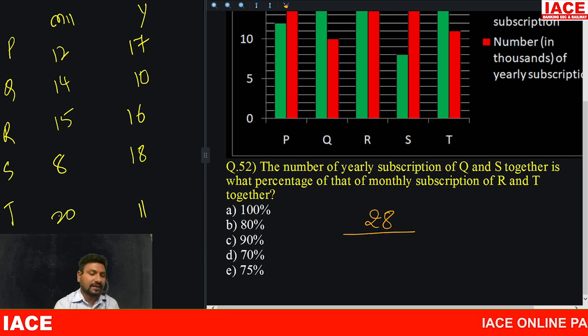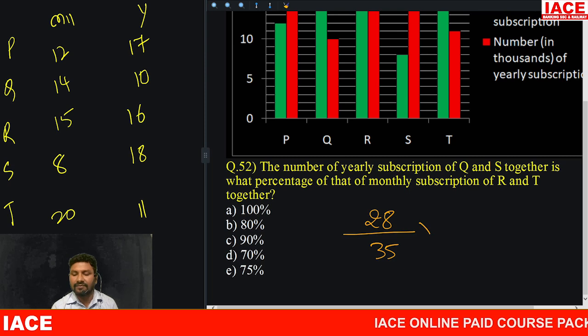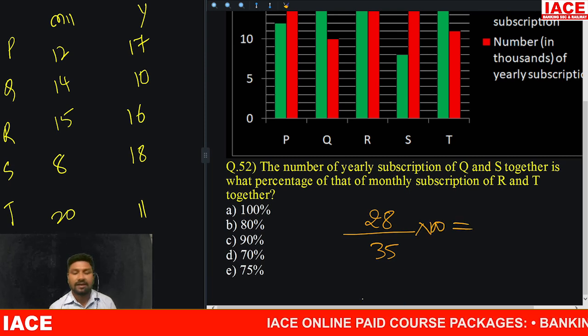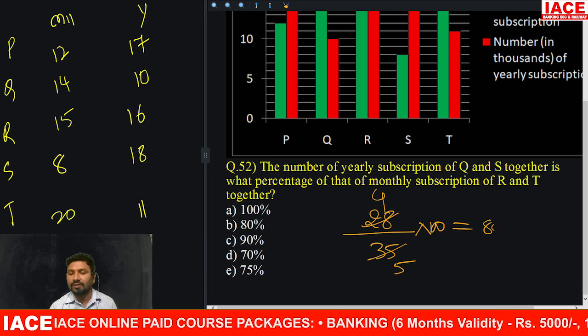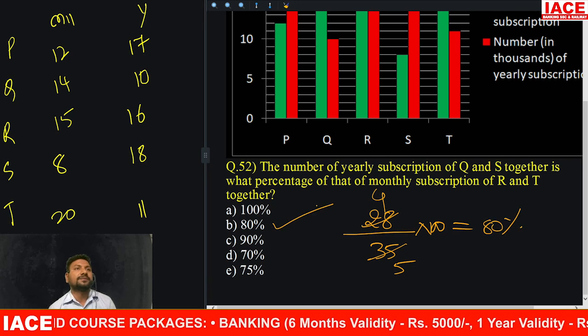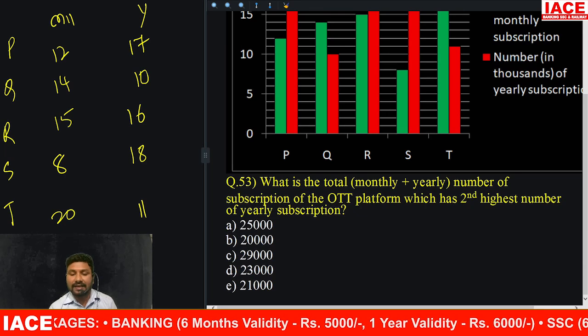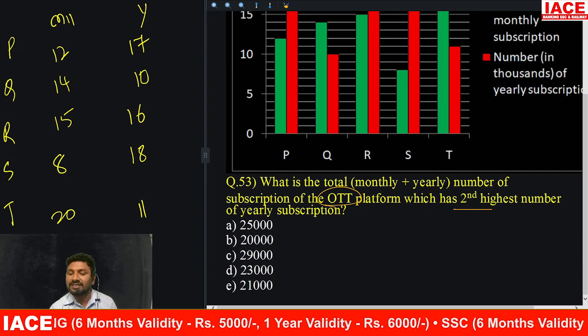R value is 15 and T value is 20. The total value is 35, and we need the percentage, so multiply with 100. So 7 5s are 35, and 7 4s are 28. 4 by 5 equals how much percentage? 80%, option B. What is the total monthly yearly number of subscription of the OTT platform which is second highest?